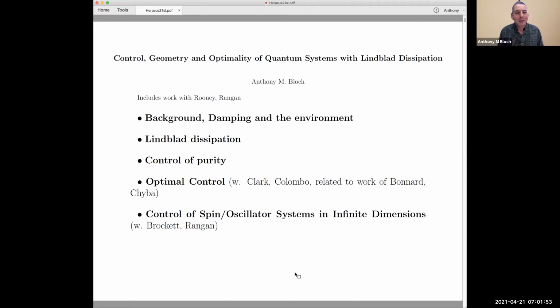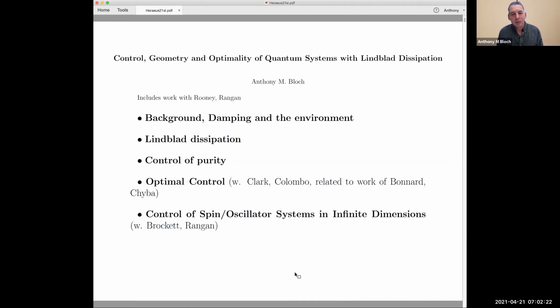Anyway, what I want to talk about today is a little bit of the work that I've been doing on geometry and control of quantum systems, mainly systems connected to the environment in some way or another. I want to discuss some ideas about how one controls quantum systems. Of course, there's been a lot of work over the years on this. I want to discuss something about how we've incorporated damping.